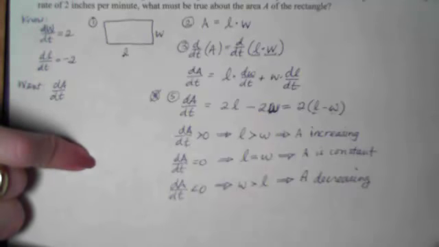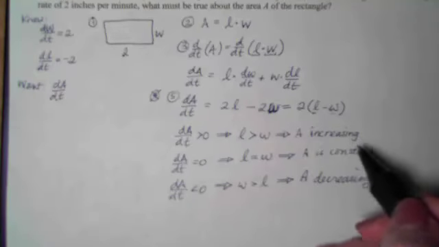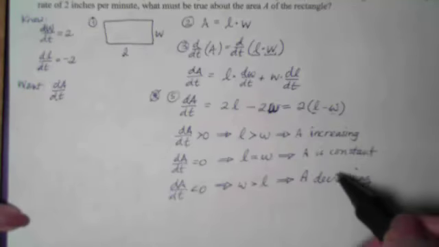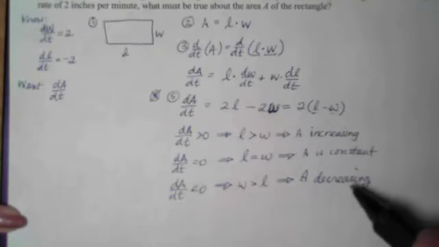So this will probably be a multiple choice problem, which means you're going to be looking for when A is increasing or constant or decreasing, and what conditions on L and W will provide that outcome.